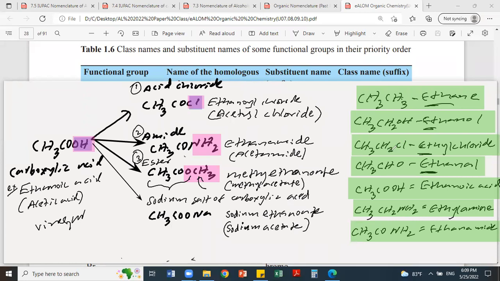propane, propanol, propanoyl chloride, propanal, propanoic acid, propylamine, and propanamide, like that. Is that clear, the pattern? Or if there are 4 carbons, butane, butanol, butyl chloride, butanal, butanoic acid, butylamine, butanamide, like that. So the only thing is the prefix will change, that's it.